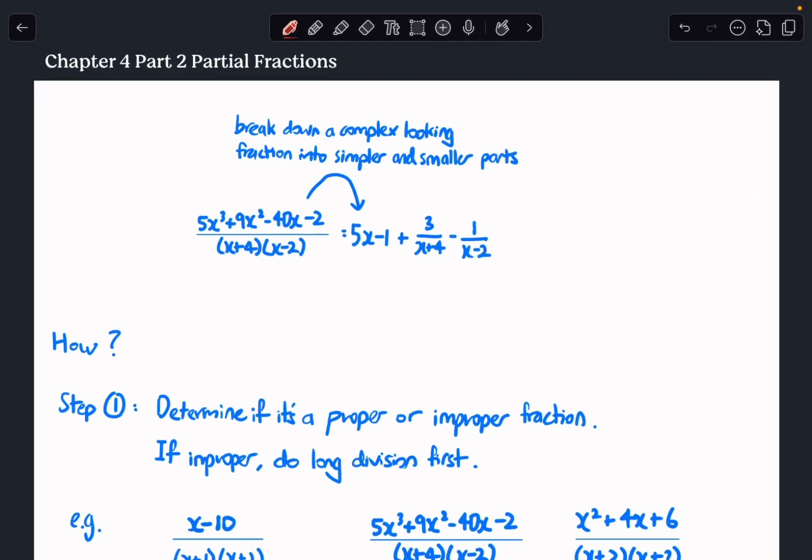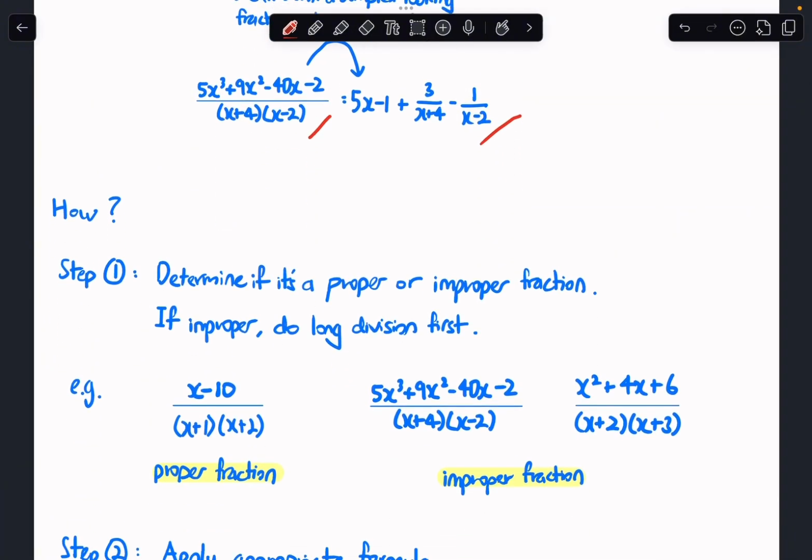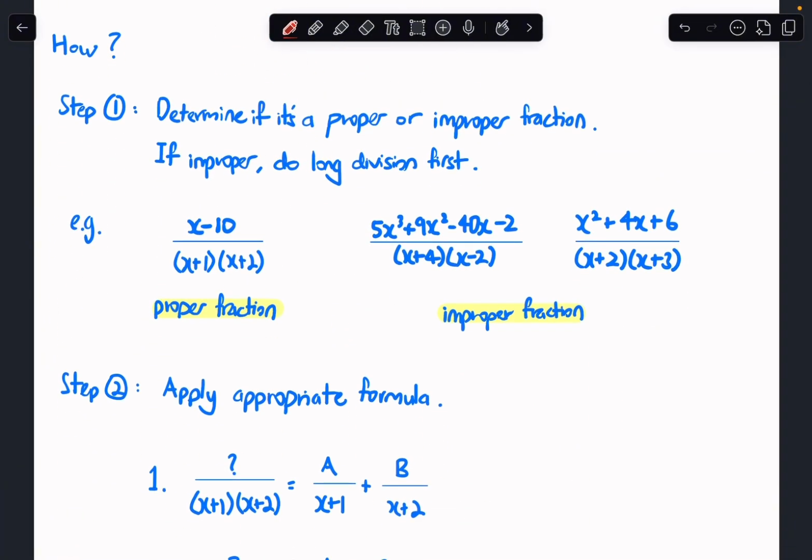Today we'll be doing chapter 4, part 2, partial fractions. The main idea of partial fractions is to break down a complex looking fraction like this into simpler and smaller parts like this. So how do we do it? It's two steps. The first step is to determine whether it's a proper or improper fraction.